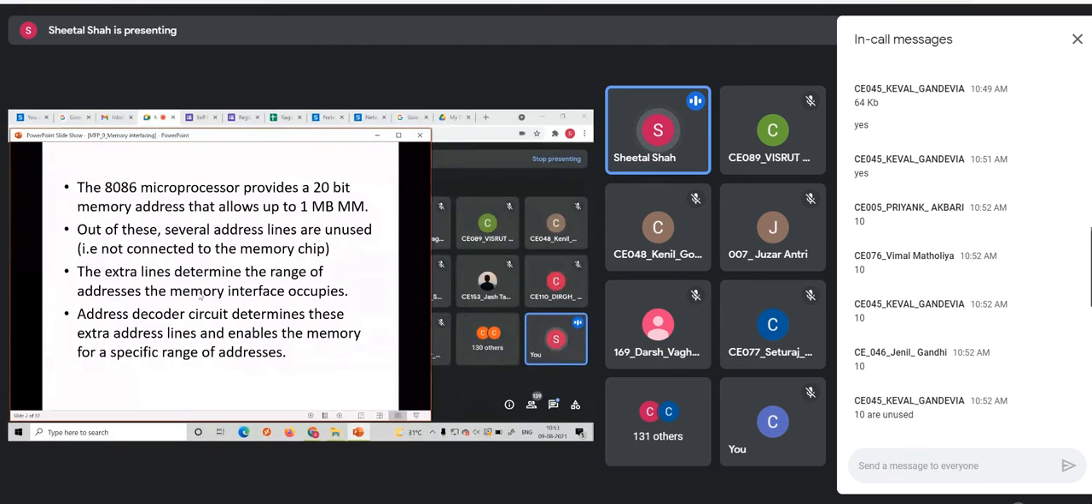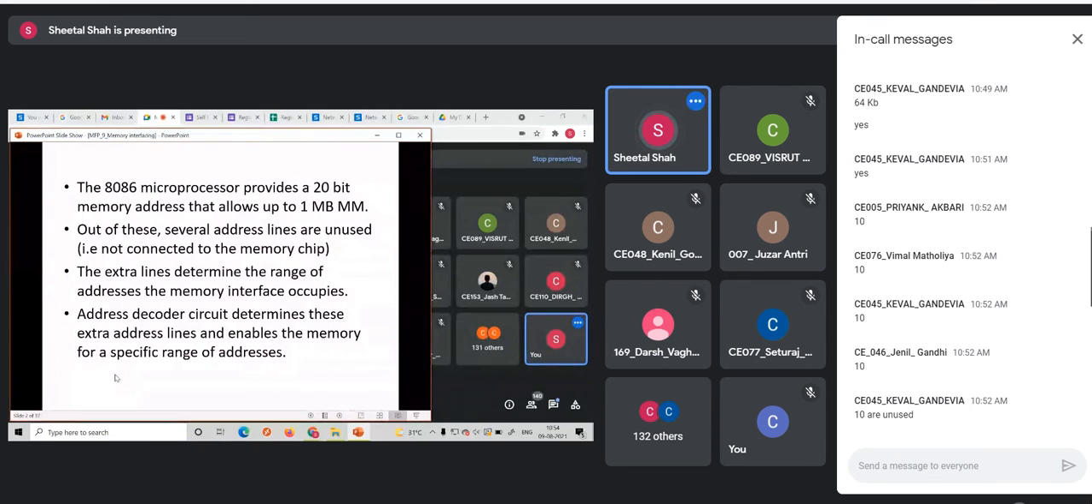Our address would range from 00000 till FFFFF. Out of this range, what would be the allocated range for a particular IC, that we have to discuss, and that is determined by the remaining 10 address lines. Now, these extra lines can also be connected to the decoder circuit, which determines the address and enables the memory for a range of addresses.